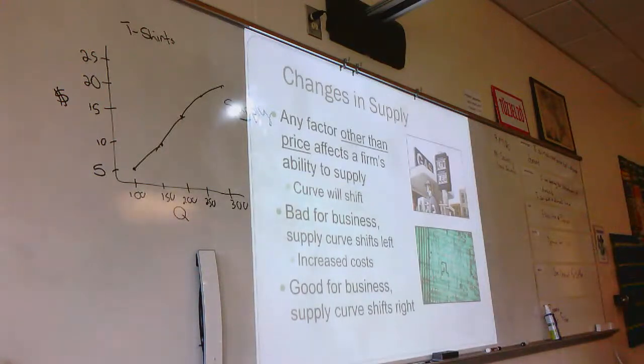Just like we were saying a second ago, if it's a change in price, we're going to move along the curve. If it's a change in anything else, the curve will move. Let's take a look at what we mean by that. To go back to our supply schedule, we've got price, we've got quantity supplied.